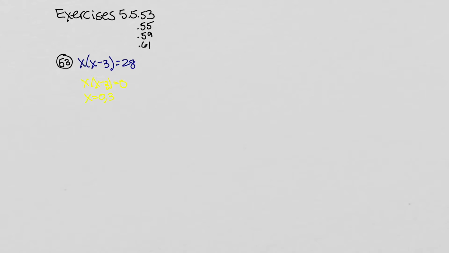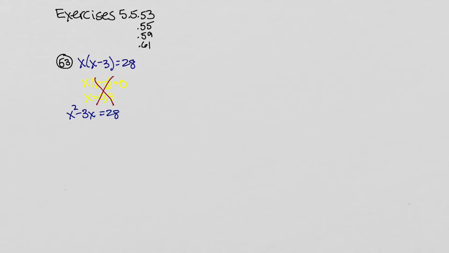But we don't have this problem. We don't have a 0 here. We have a 28. So we don't have this problem. Our problem is a little bit more complex. Not much, but we just have to multiply through here. So if we multiply through, we're going to get x squared minus 3x equals 28.